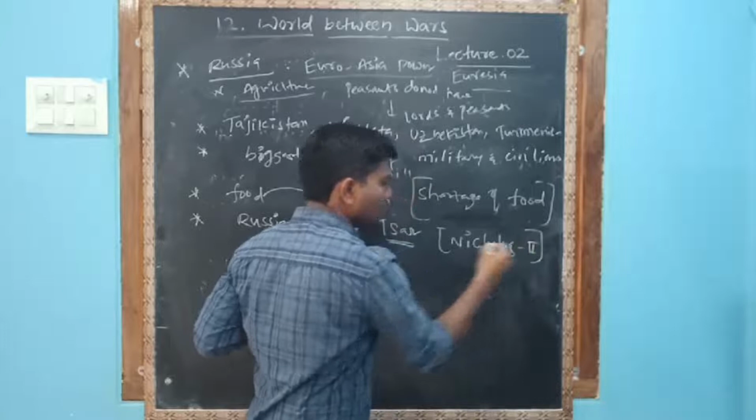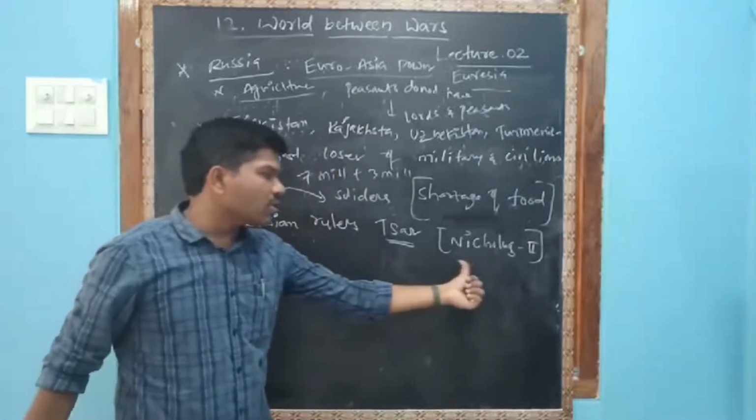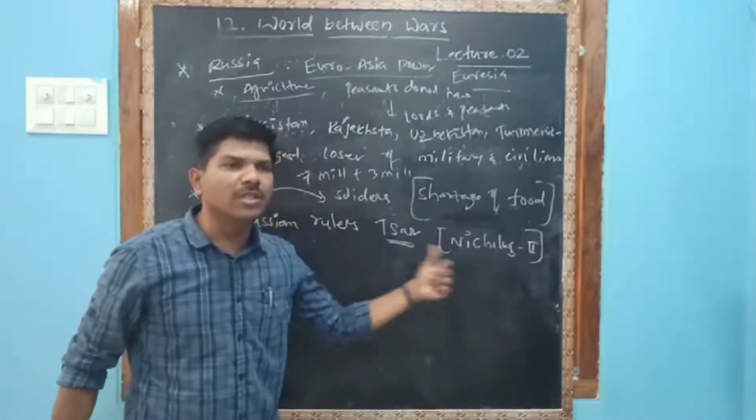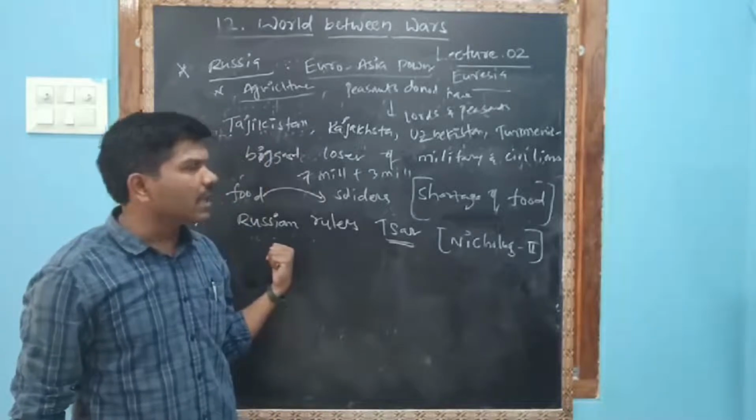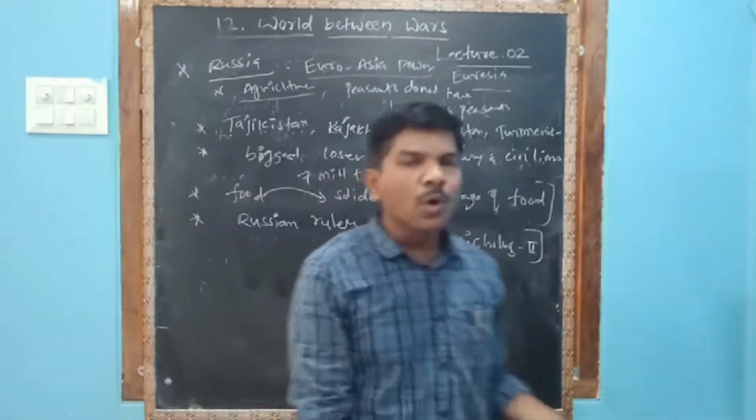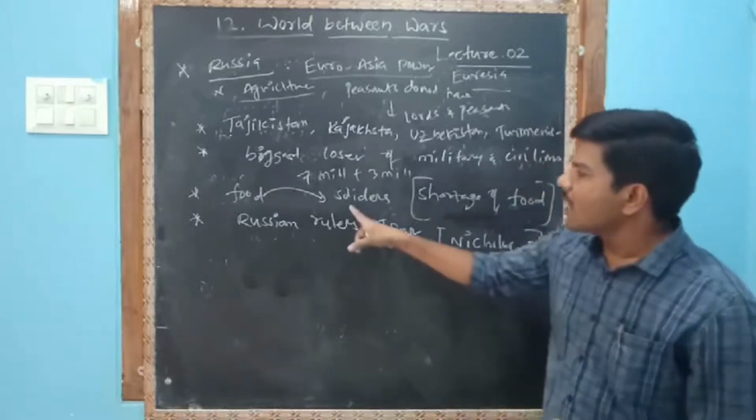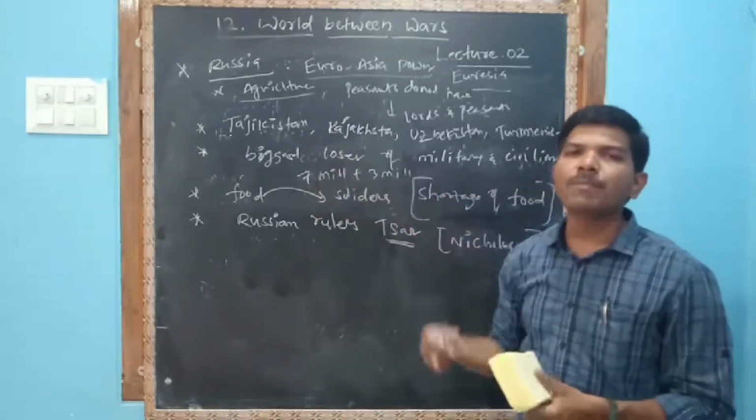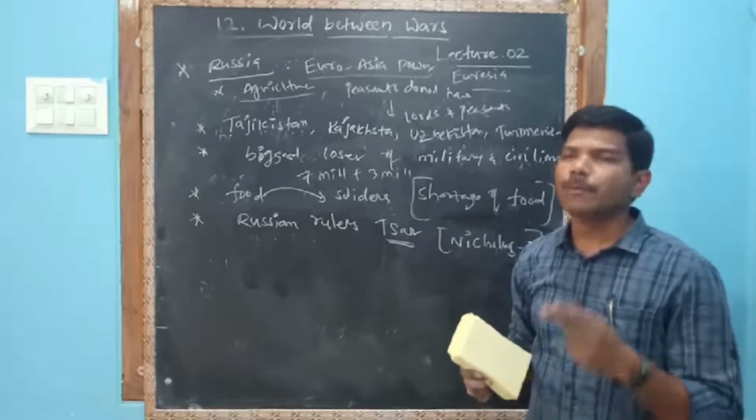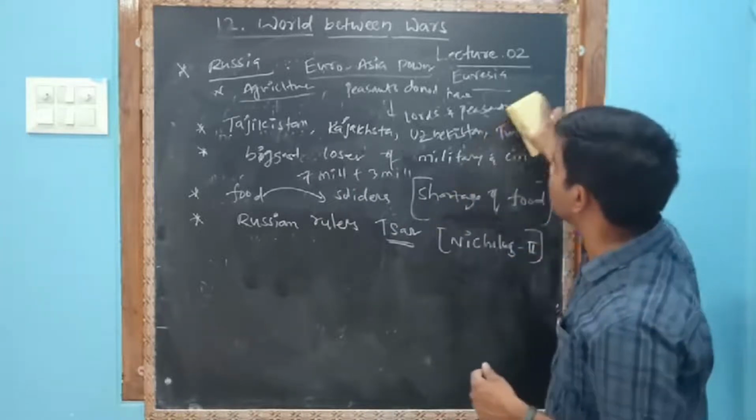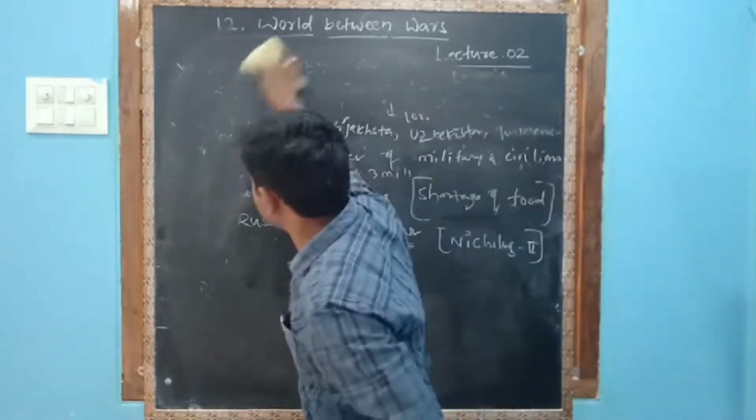So Nicholas II was the Tsar. Tsar Nicholas II was the king at the time, and suddenly one movement was started. Suddenly one revolution broke out against this war. The common people wanted food. They didn't want any war.